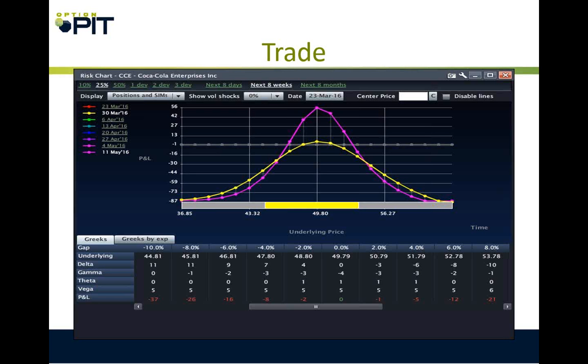So this is what my trade looks like. Tons of room. Good theta, not a lot of gamma, long some vega, a little bit of delta, but not too much. It's kind of exactly what I want in a trade typically.